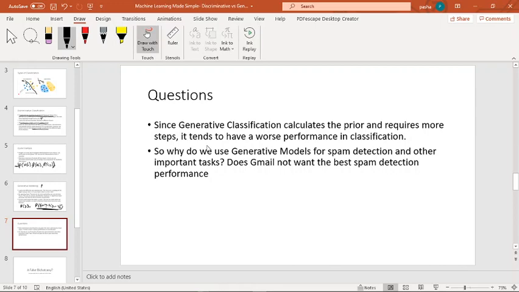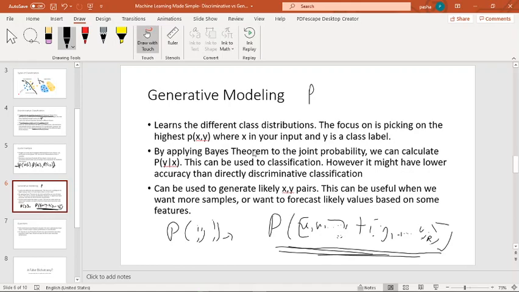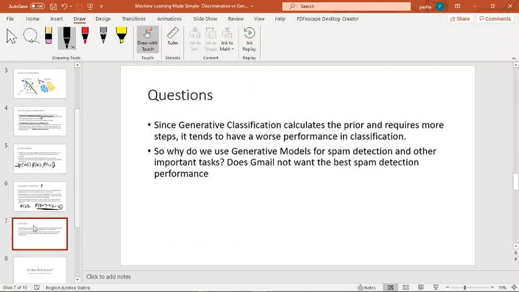Now, as mentioned, it tends to perform worse, which might make sense in strict classification cases, because this is doing extra steps, right? We don't directly calculate P of Y given X. We first calculate the joint probability and then use Bayes' theorem on that to derive it. So that is extra steps, and in pure classification, it tends to fall behind the discriminative approach.